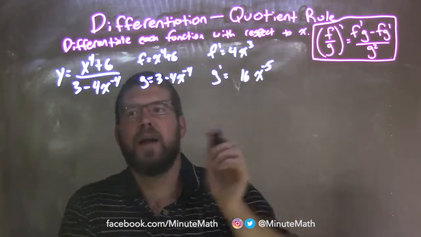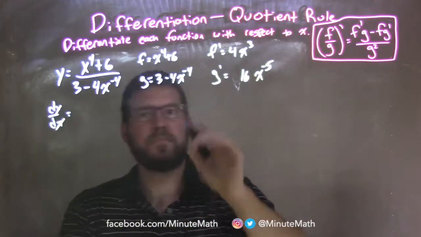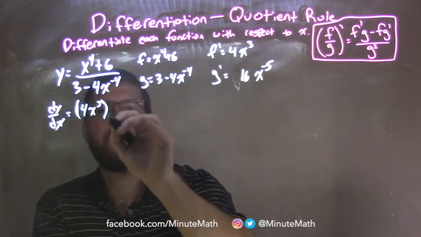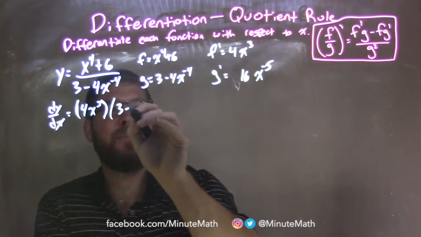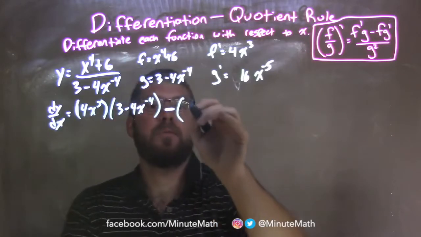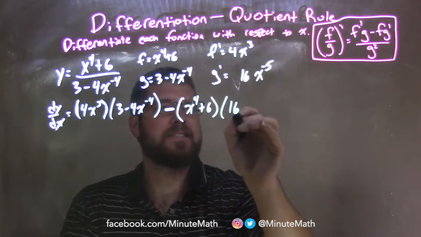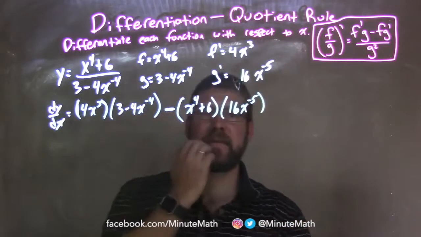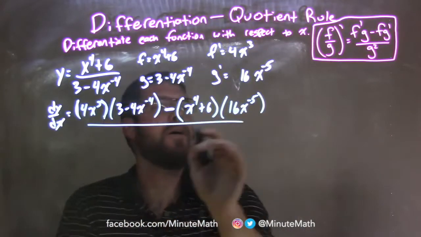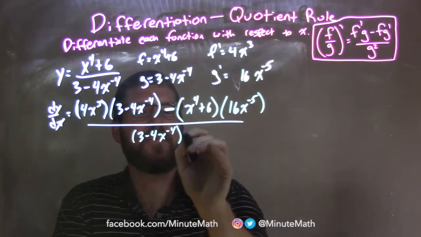Okay. So now we apply the quotient rule, dy/dx here. So apply that quotient rule. f prime comes first, 4x to the 3rd power, in parentheses, times g, which is 3 minus 4x to the negative 4th power, minus f, which is x to the 4th plus 6, times g prime, which is 16x to the negative 5th. Okay? So now, don't forget the bottom part, put it all over g squared, which is 3 minus 4x to the negative 4th power, squared.